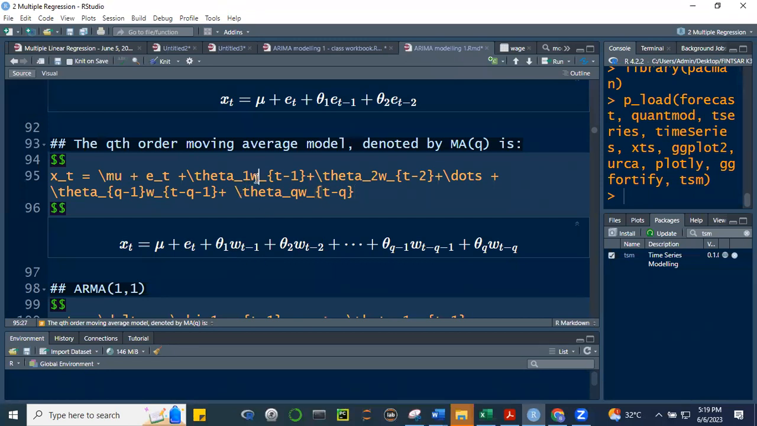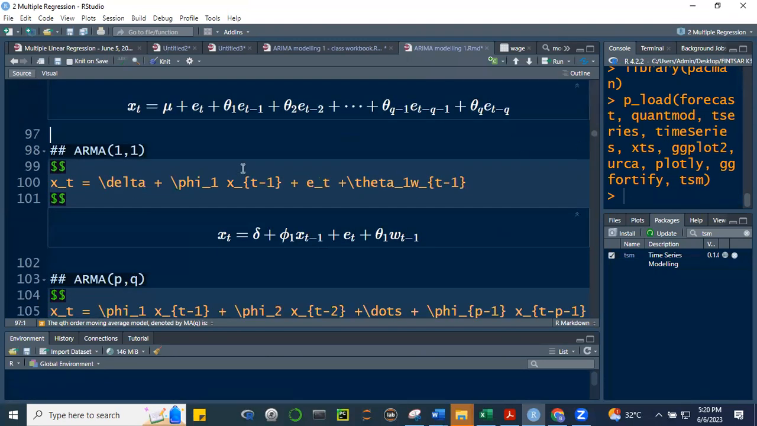Again, our W should be E, because these are errors. E, and then E. Alright, sorry, I didn't change that earlier. So, theta 1 epsilon sub t minus 1, theta 2 epsilon sub t minus 2, up to theta sub q minus 1, before the last one, which is theta sub q. All right, so this is now your MA process.